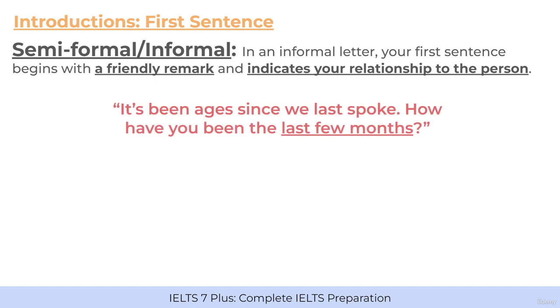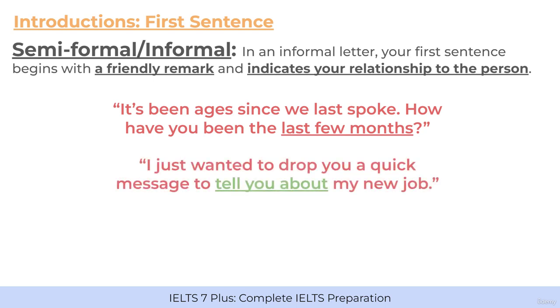It's been ages since we last spoke. How have you been the last few months? So this is kind of a general example of a first sentence introduction for the letter in an informal setting. It's been ages. Ages is more relaxed language. How have you been the last few months? Of course, you can change that to the last few years, the last few weeks, the last decade, whatever it may be. So this is an example of a more general, kind of easier to use overall sentence.